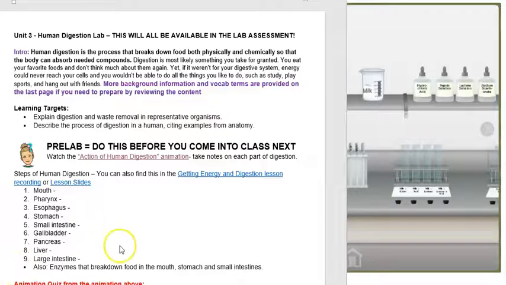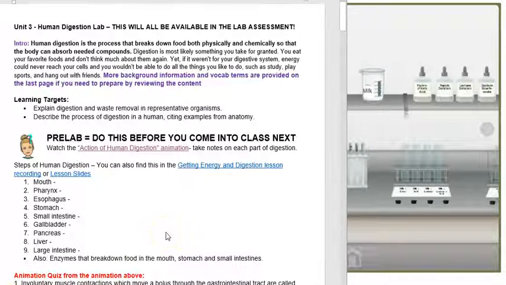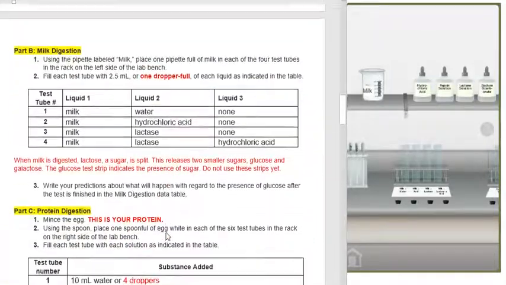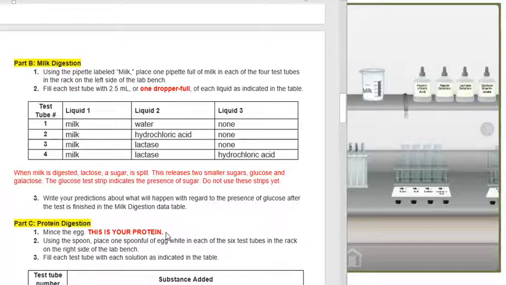Welcome to the Unit 3 Human Digestion Lab. We are going to be covering Part B, the milk digestion portion.